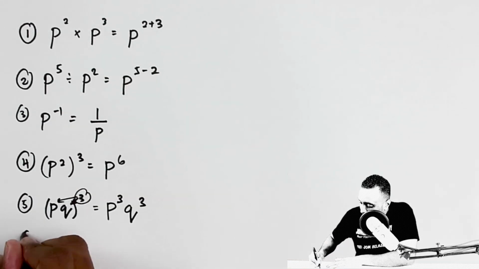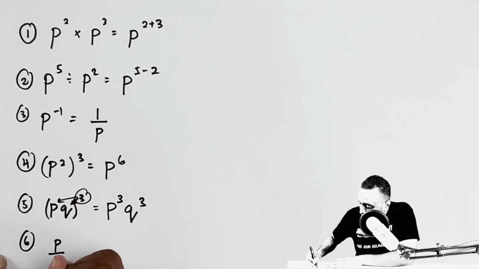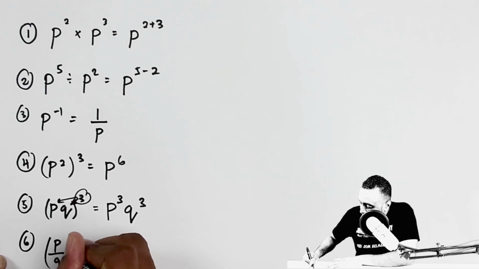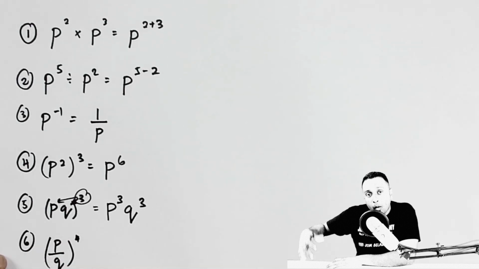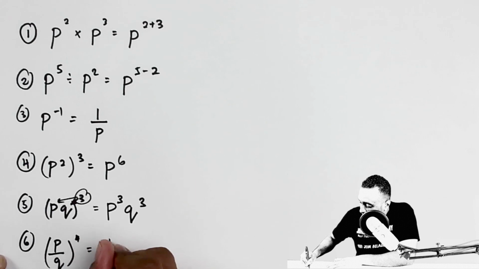Alright, let's look for number 6. Let's say I got P over Q and then the power here is 4 for example. So when I open up this bracket, I'm gonna get P power 4 over Q power 4. Alright, so itu adalah hukum-hukum index yang basics yang kamu mesti kena tahu kalau kamu nak score.